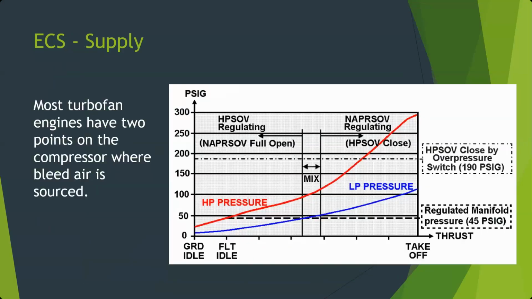The other thing that's affected is the amount of pressure available. And so most turbofan engines have 2 points on the compressor where bleed air can be sourced. This is kind of getting into your turbines class. We'll talk about this stuff in turbines class. But what we have is 2 ports on the engine. If you have a compressor, right, with a bunch of stages. So here's our compressor. We got a bunch of stages, right?